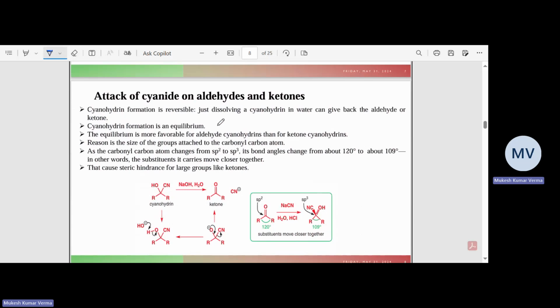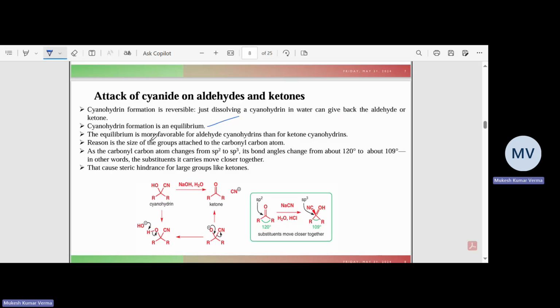Cyanohydrin formation is reversible in nature. When the reaction takes place between an aldehyde and a cyanide, the reaction is reversible. Simply dissolving the cyanohydrin in water can give back the aldehydes and ketones. The cyanohydrin formation is in equilibrium. The equilibrium is more favorable for aldehydic cyanohydrins as compared to ketonic cyanohydrins.